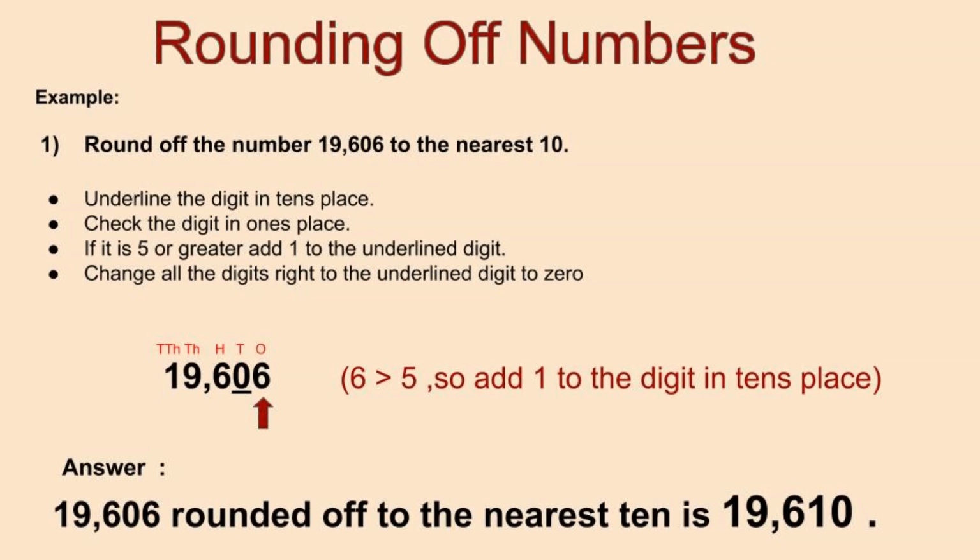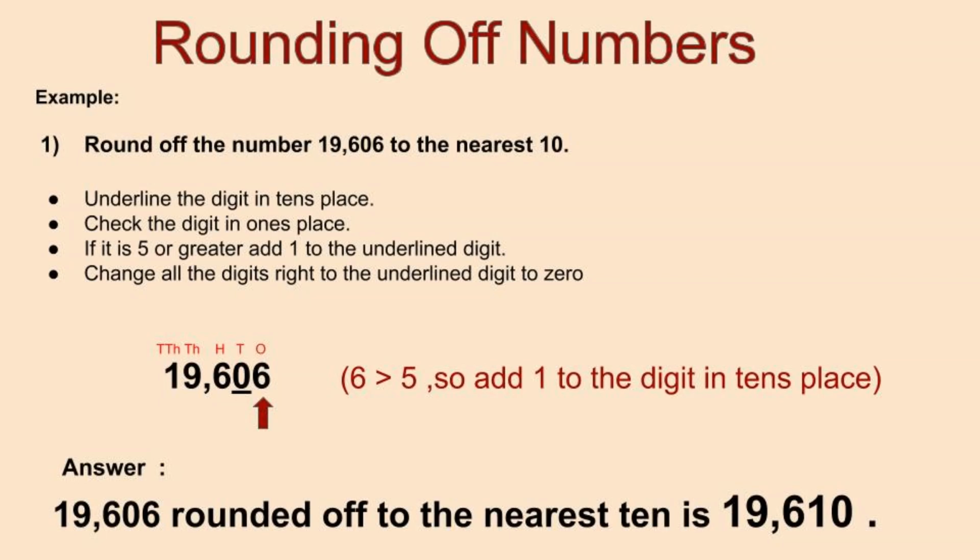Rounding of numbers. Let's see with an example. Round off the number 19,606 to the nearest 10. First, underline the digit in tens place, since it has to be rounded to the nearest 10. Check the digit in ones place. If it is 5 or greater, then add 1 to the underlined digit. Otherwise, leave it as it is. Change all the digits to the right of the underlined digit to 0, and the digits to the left remain the same. Let's see the solution for the given sum.